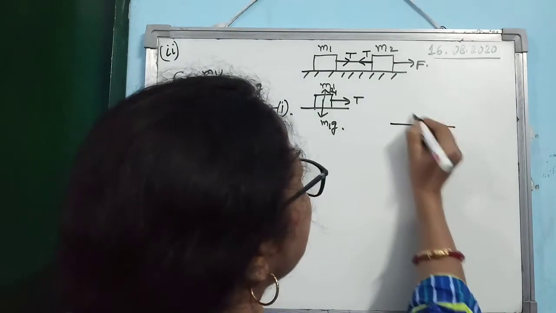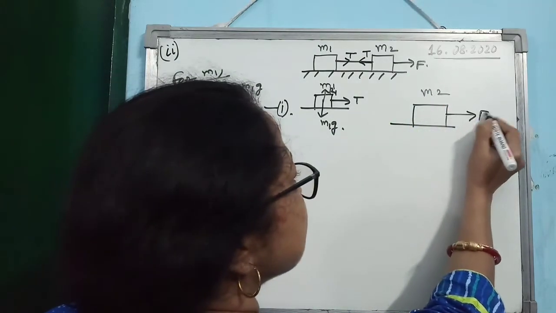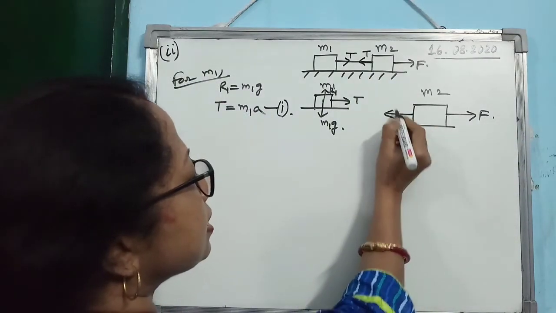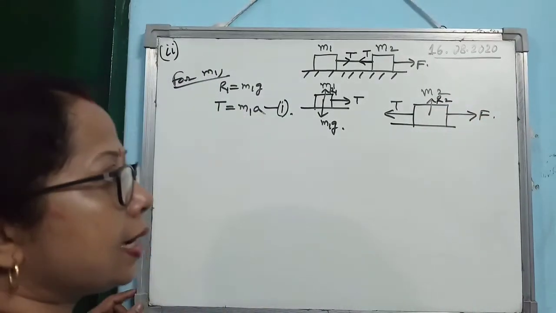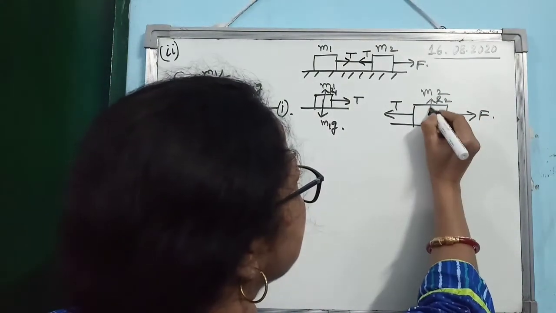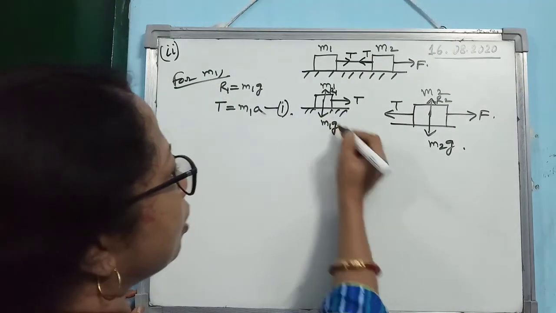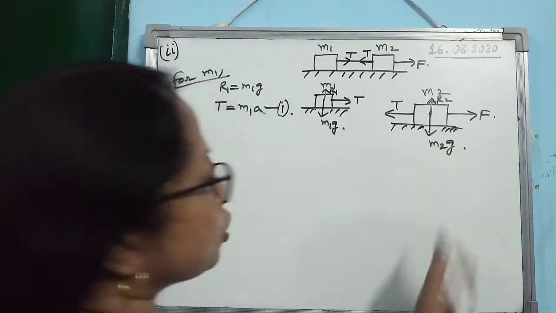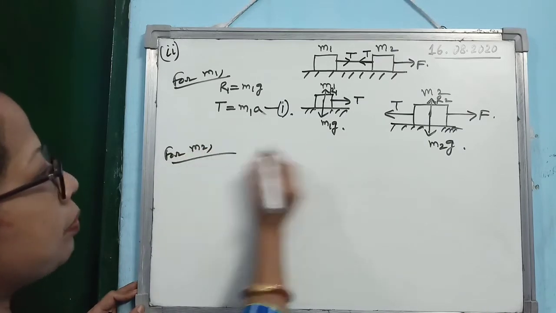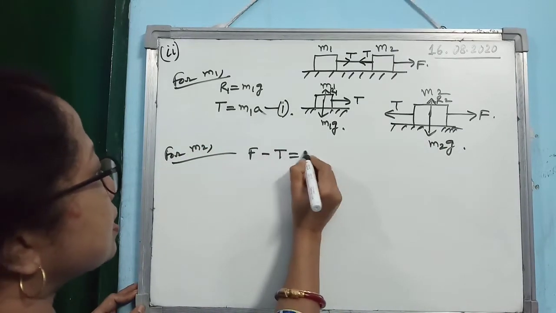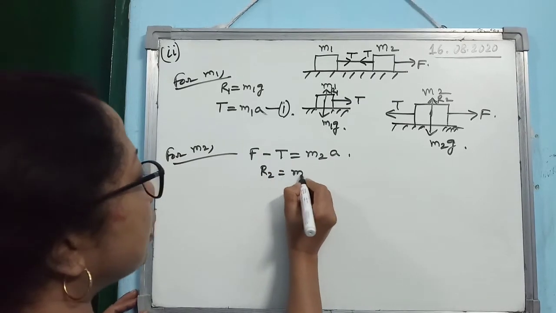Now if I draw the free body diagram for M2, what will it be? F is acting in this direction. For M2, tension in the string is in the opposite direction. And once again R2, normal reaction, is acting in the upward direction, and M2G is acting in the downward direction. This is the ground, and we are considering the ground is smooth, which means there is no frictional force. So you can write for M2, F minus T is equal to M2A. Is that clear? And R2 is equal to M2G.